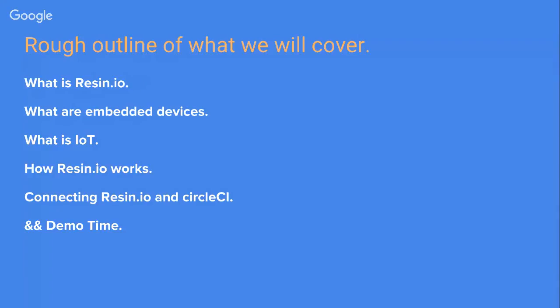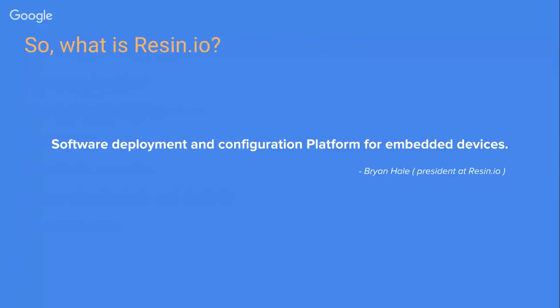So this is a rough outline of what we'll be covering today. What Resin is, embedded devices, what IoT is, how Resin works, connecting Resin and Circle, and then I'll try to do a demo and hope that the demo gods are on my side today. So Brian Hill, the president of Resin.io, describes Resin as a software development and configuration platform for embedded devices.